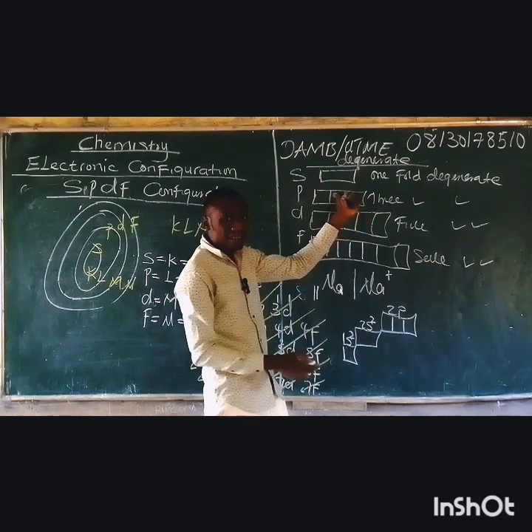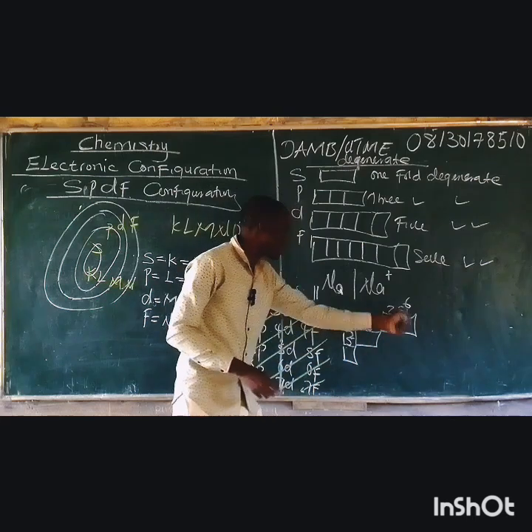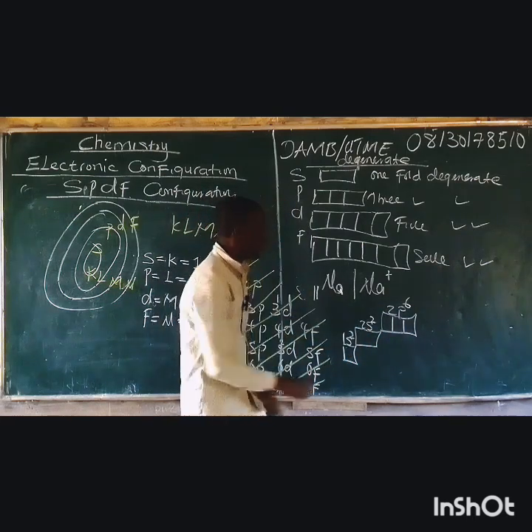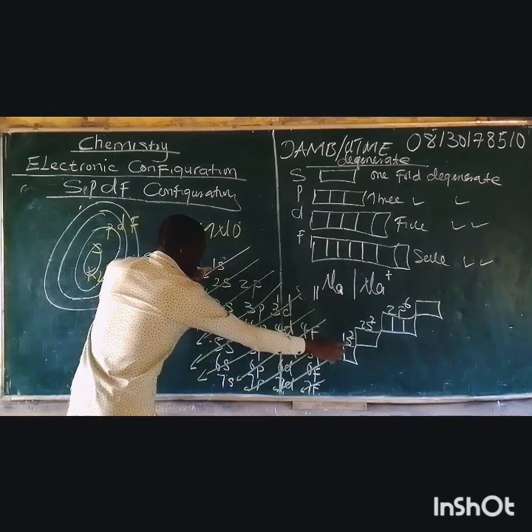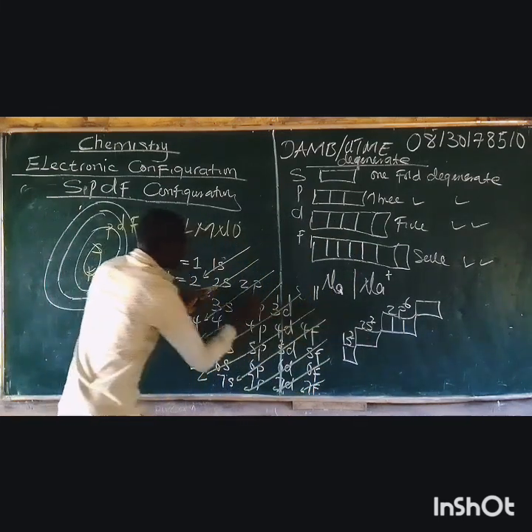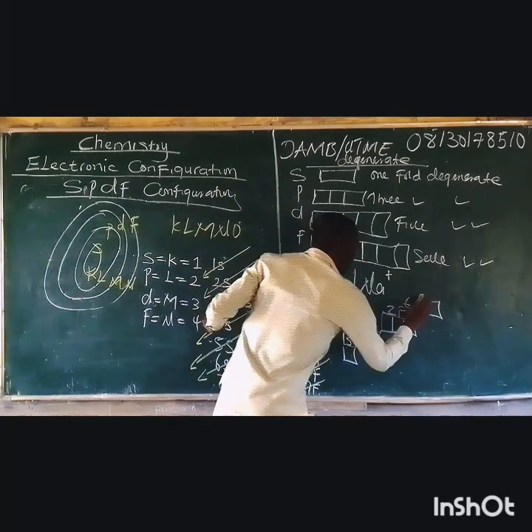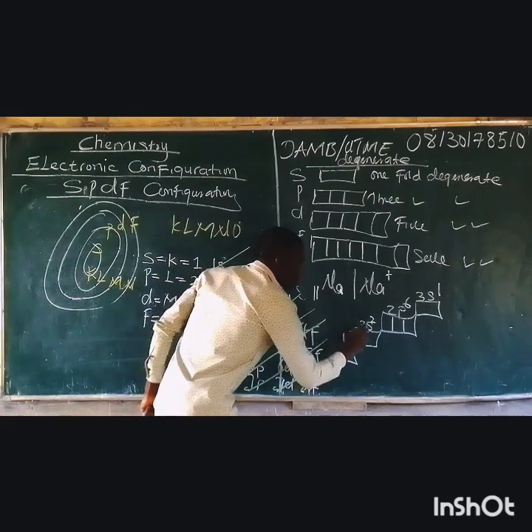So 2p can only contain 6 electrons, so I'm going to have 2p6. And 6 plus 4, is it up to 11? No, I still need one more electron. So I will now go here, following this one. This is 1s, you see that? 2s, 2p. The next thing is 3s. So I will have 3s1 remaining. This is one.